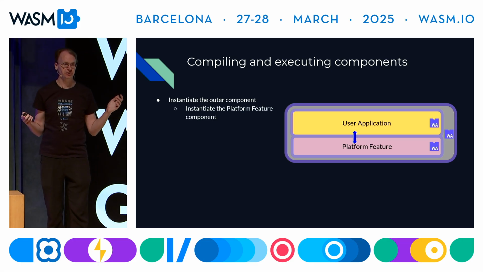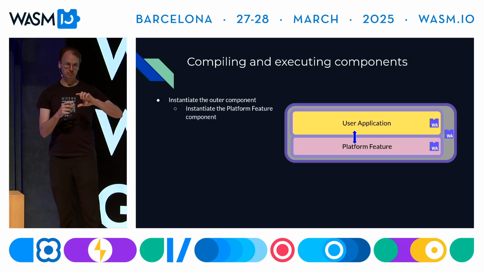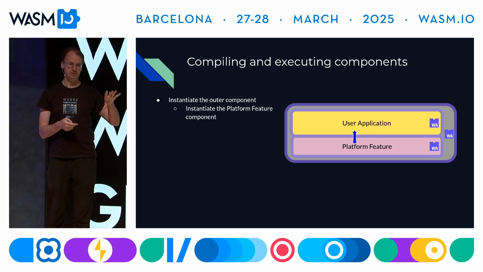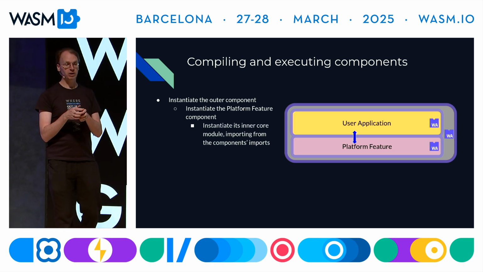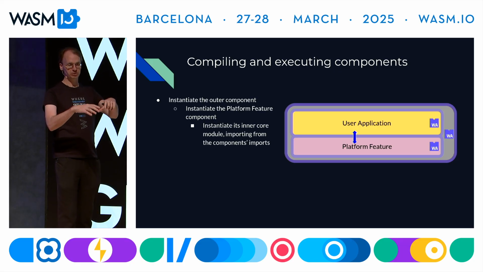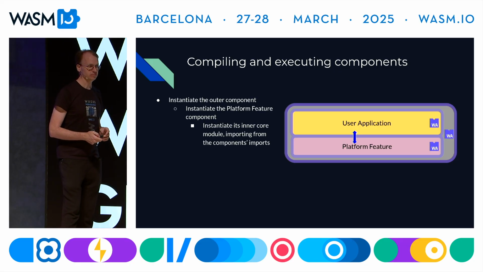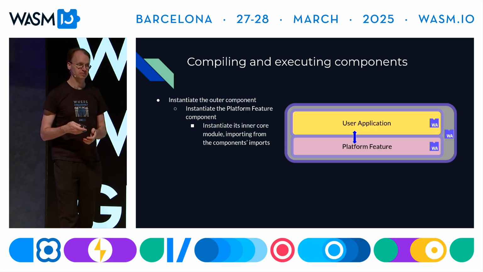And to do that, the first thing I need to do is instantiate the inner platform feature. So the script says, instantiate the inner platform feature component. And then to do that, we need to instantiate the core module that would be inside the platform feature, because the platform feature itself is a container for a core module. And it uses the imports from the component imports. So it's going to import the host APIs, the private APIs.